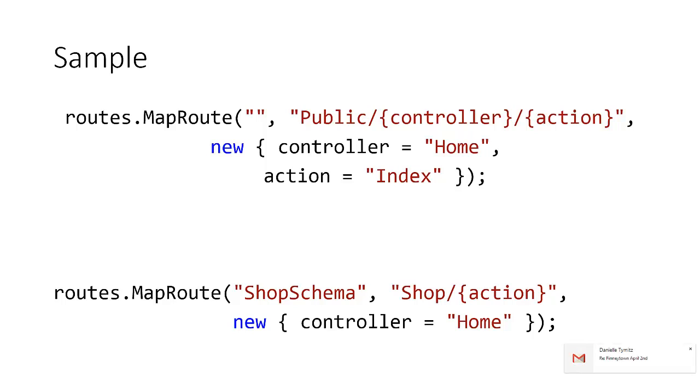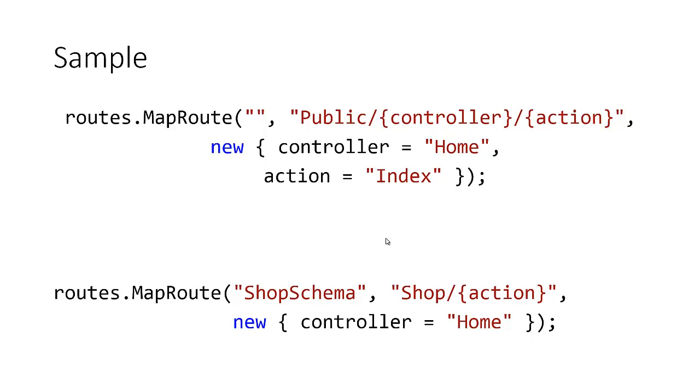Looking at the static components, this sample shows basically two scenarios. The first scenario is that we are defining a static element in our route to say that our URL is public/controller/action with a default parameter of home and index. So our URL would basically be localhost/public/home/index, and that would take us to our home controller index action. So that's an overly simplistic version.